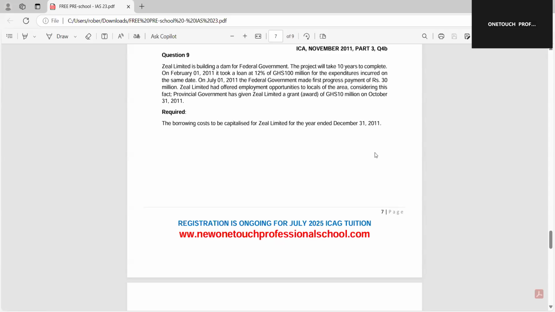Then from 1st July up to when another grant was received, when was that? 31st October. So from 1st July up to 31st October, the interest will be on 70 million. Do you agree? Then from 31st October up to the end of the year, the interest will be on 100 million minus 30 minus 10, that will be on 60 million. So that's the only trick in the question.